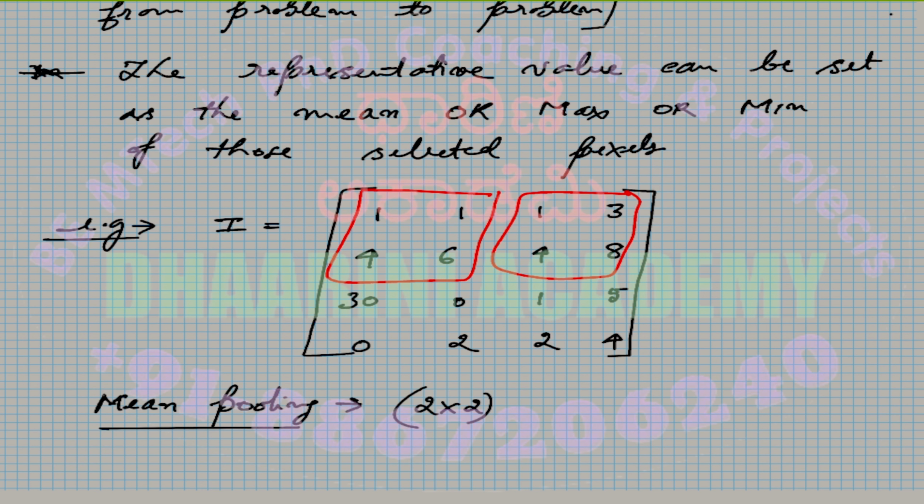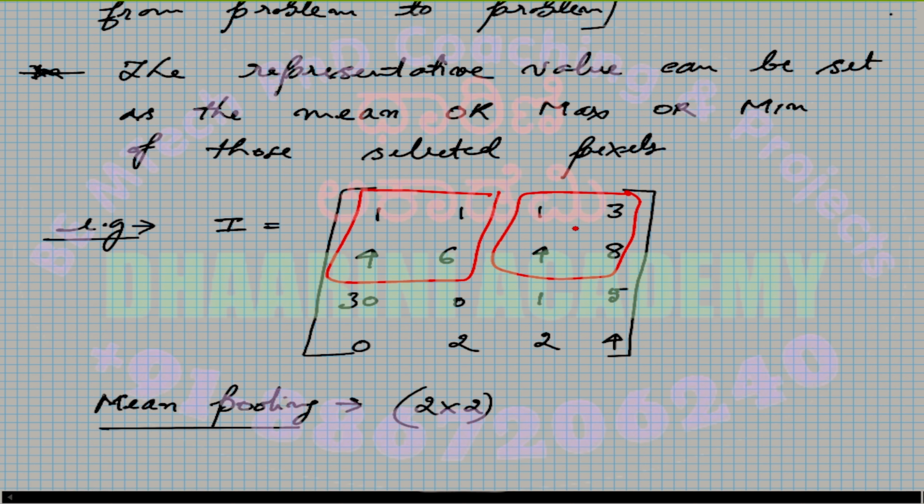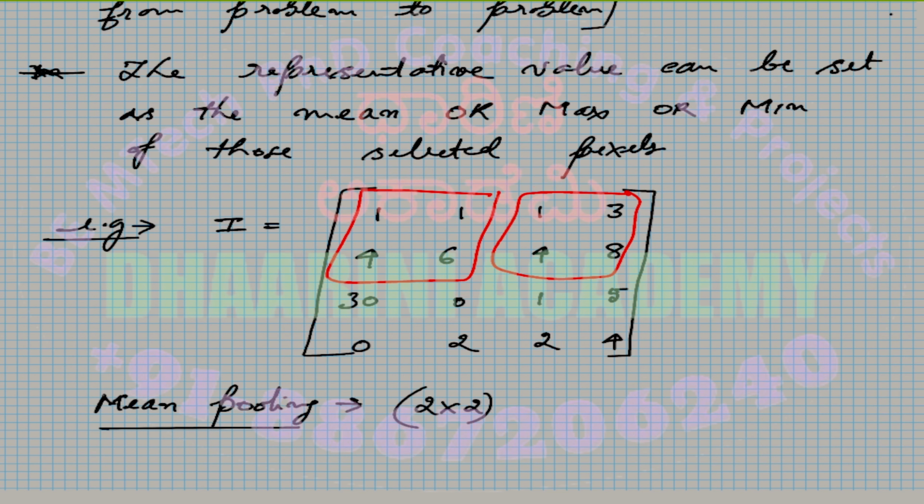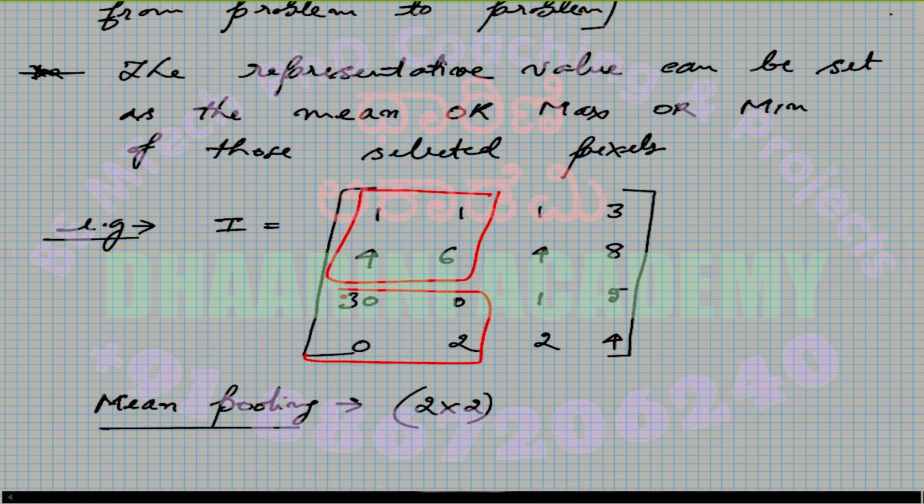Once a pixel is covered in one pooling operation, that pixel should not be covered once again in any other pooling operation of the same image in the same stage. For example, I'm considering 2 cross 2 as the pooling size. So 2 cross 2 is 1 1 4 6. This 1 1 4 6 cannot be overlapped with my next region like 1 6 4. That is not valid because the 1 and 6 are already covered in the previous stage. So I move on to the next pooling, that is 1 3 4 8. So my next pooling will be like this, and the last pooling will be like this.